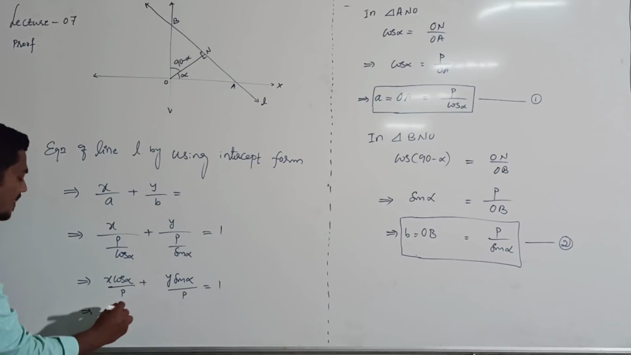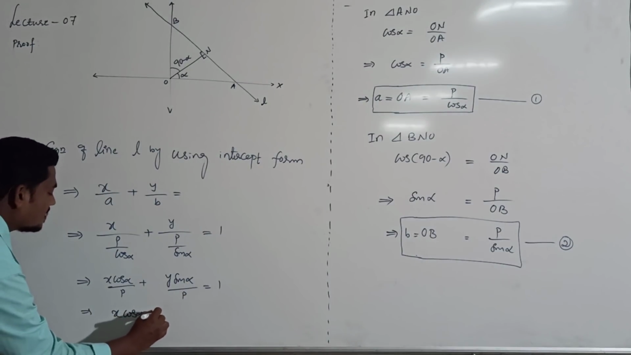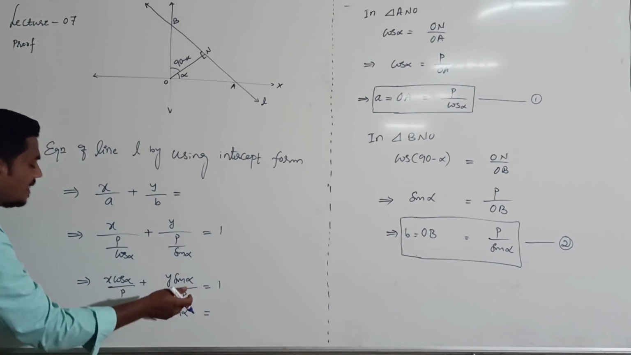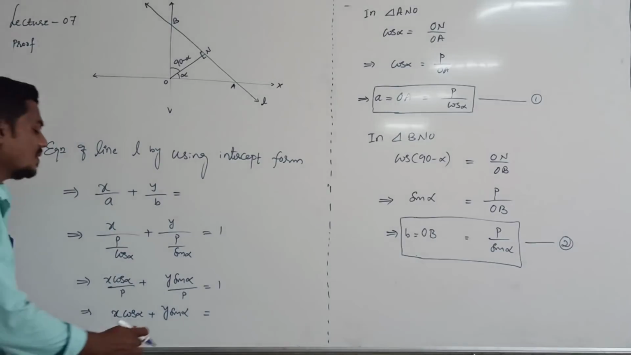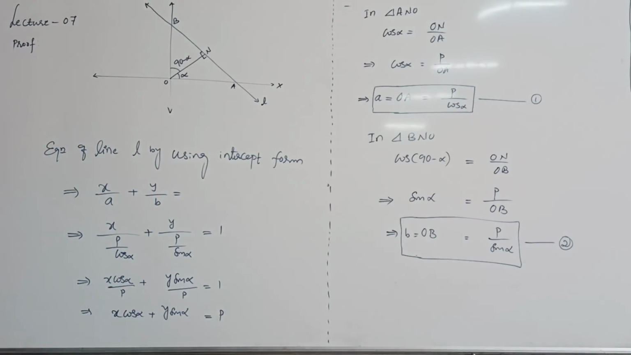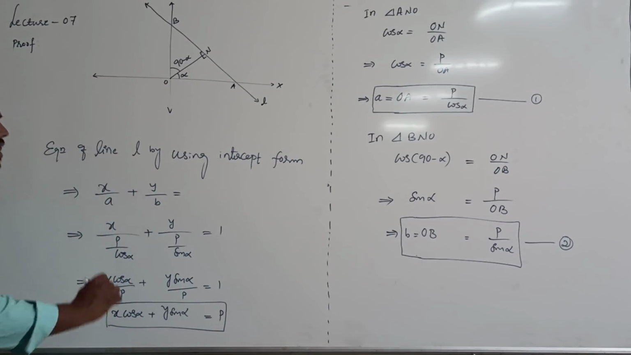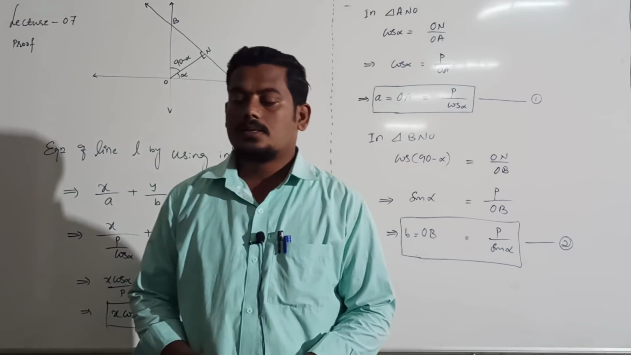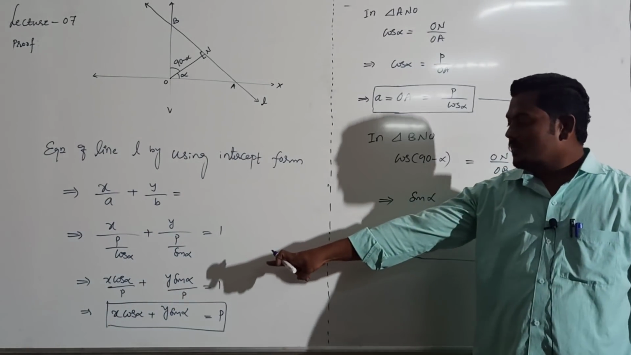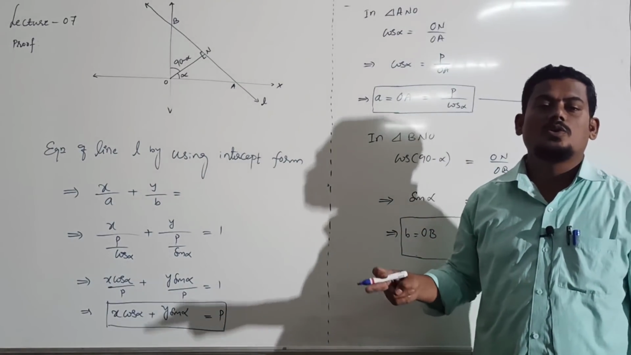Simplification, taking LCM and cross multiplication, x cos alpha plus y sin alpha, on taking LCM denominator p, just cross multiplication, equal to p. This is our required proof. Equation of the line in normal form. Equation of the straight line in normal form is x cos alpha plus y sin alpha is equal to p.